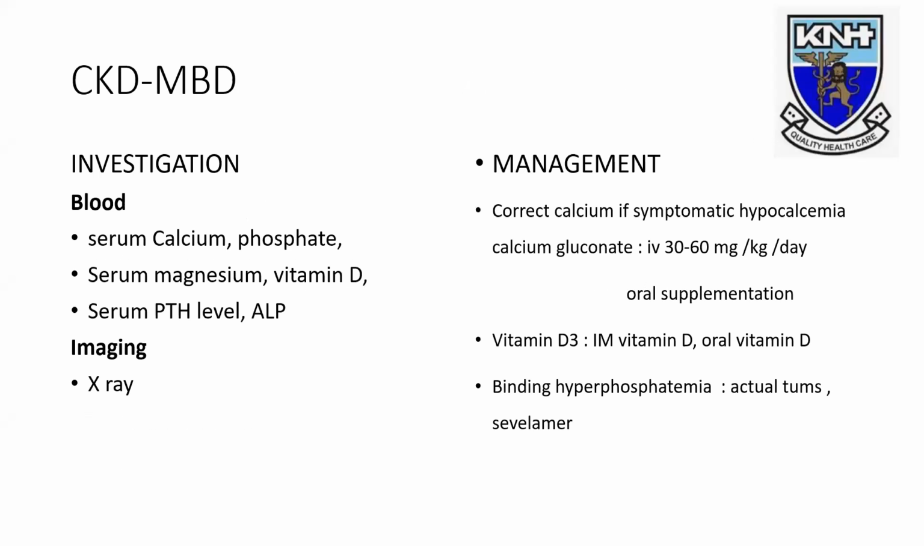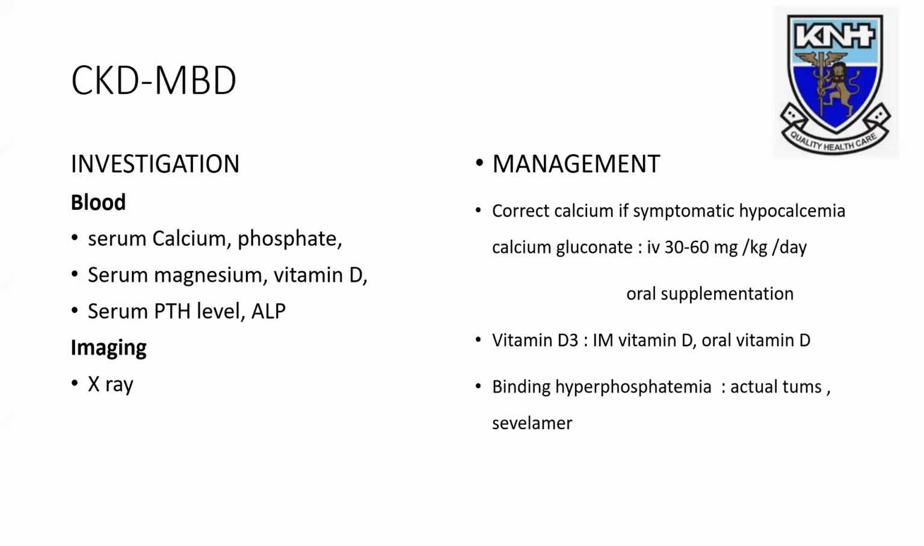So how do we investigate? We check the serum calcium and phosphate levels. We check serum magnesium, vitamin D, serum PTH, and alkaline phosphatase. Sometimes we can do imaging of the bones, where we now find the bone deformities. In advanced countries, they can do bone density to measure bone density, and at the same time they can do a bone biopsy, which we don't have at these stages. So how do we now manage the bone mineral disorder?